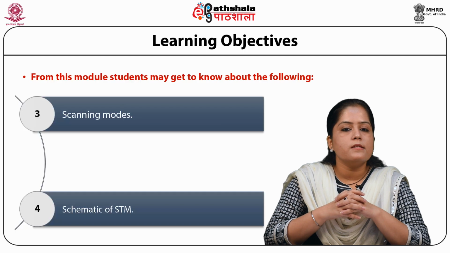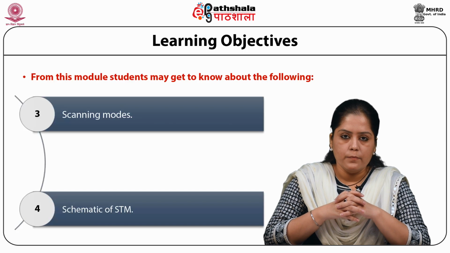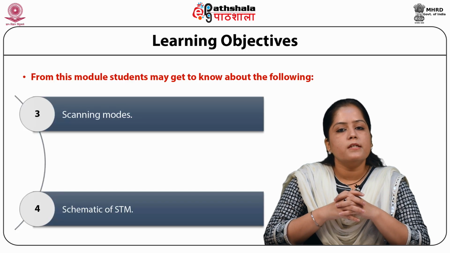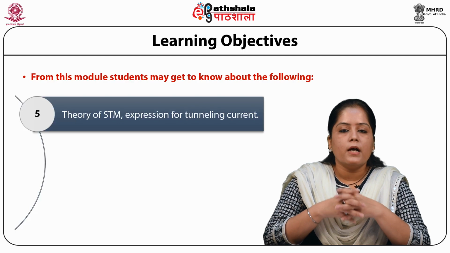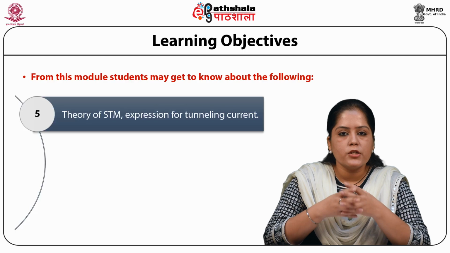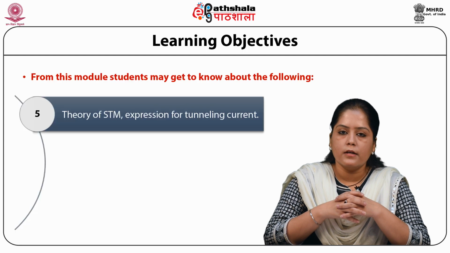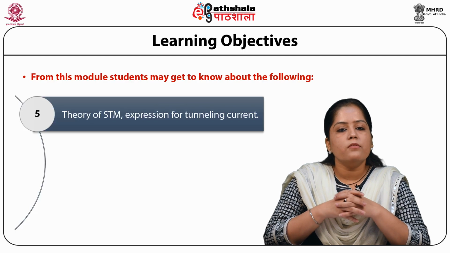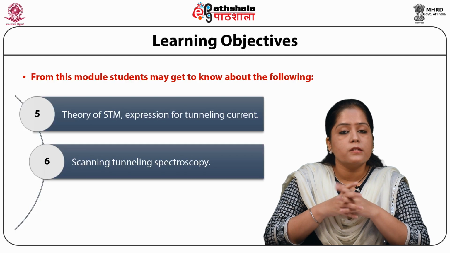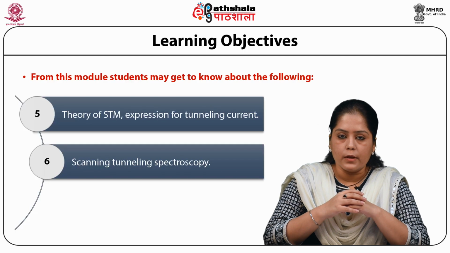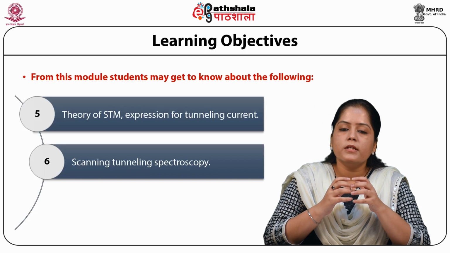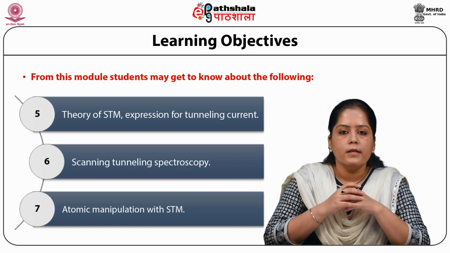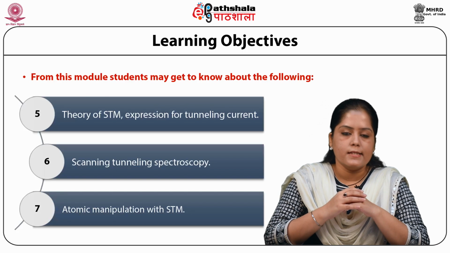Then we will discuss the schematic of STM. After this, we will discuss the theory of STM, that is, to determine the expression for tunneling current. Then we will discuss the scanning tunneling spectroscopy. Lastly, we will discuss how atomic manipulation is done with STM.